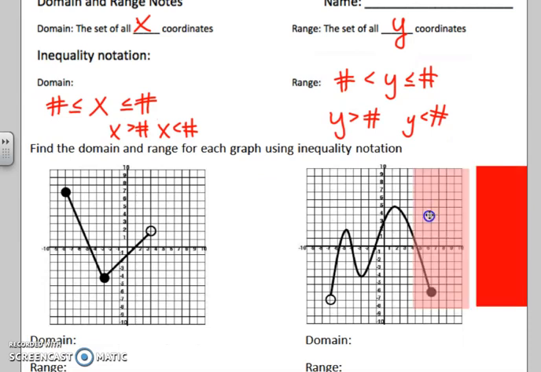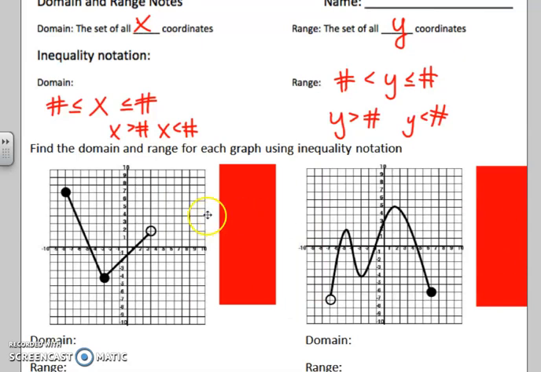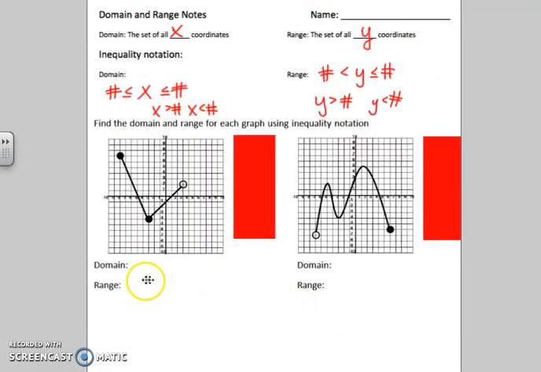If you notice this red piece of paper over here, that's kind of like a post-it note. So you should be using post-it notes with this activity. So raise your hand if you need 2 of them, and then I can get them to you. So again, domain is from the left of the screen to the right of the screen. Okay.